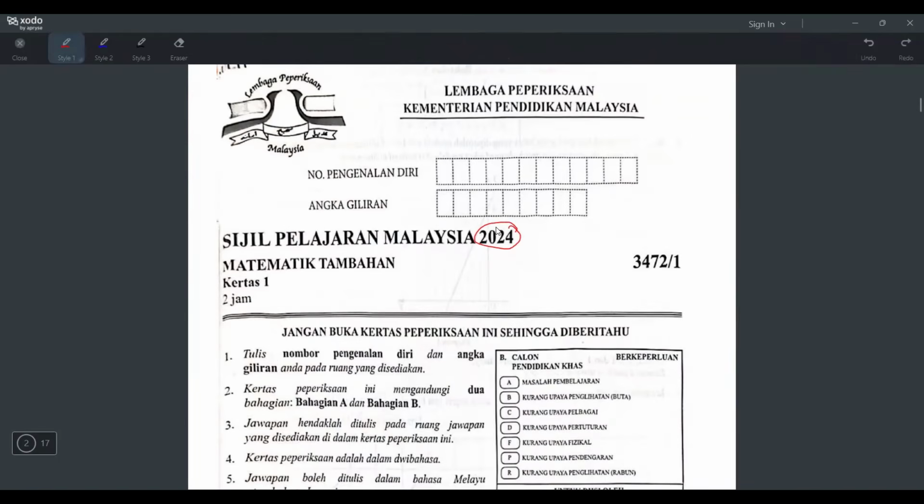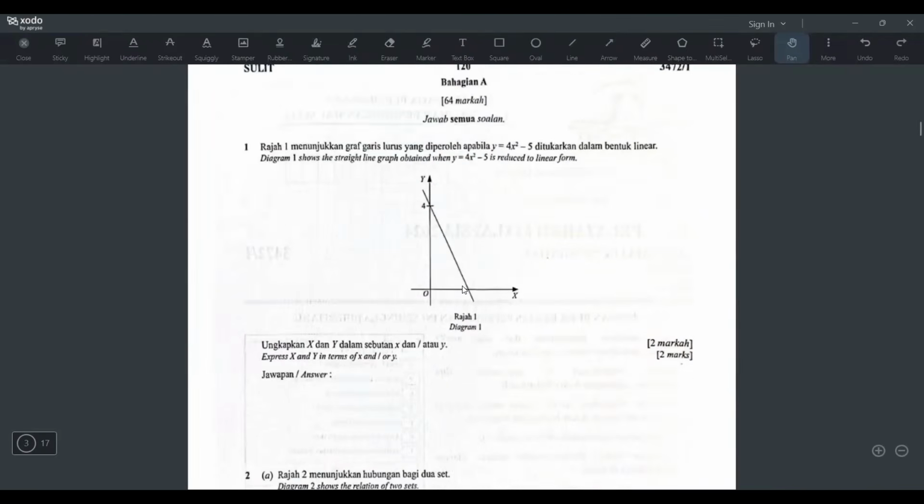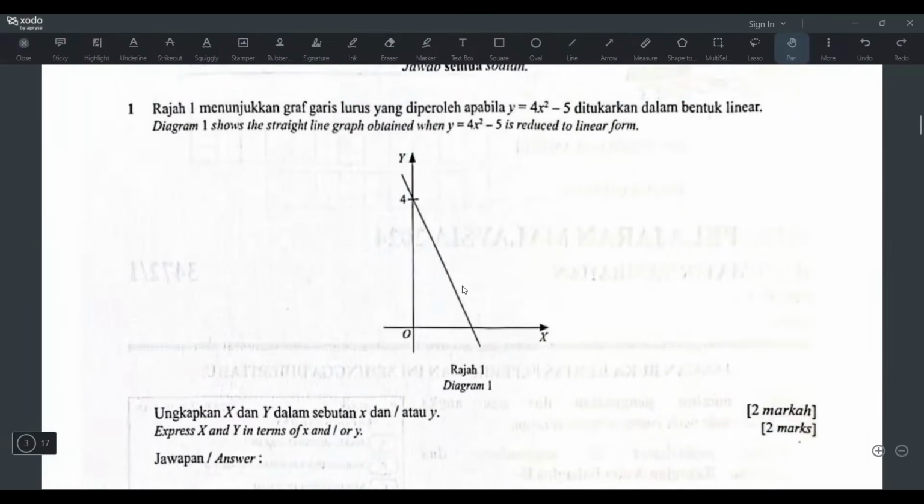Which is last year's SPM SEBENAR. So this is Addmaths paper 1. Let's not waste any time. I will go straight into it. Question number 1. Let's read. Diagram 1 shows the straight line graph obtained when y equals 4x squared minus 5 is reduced to linear form.